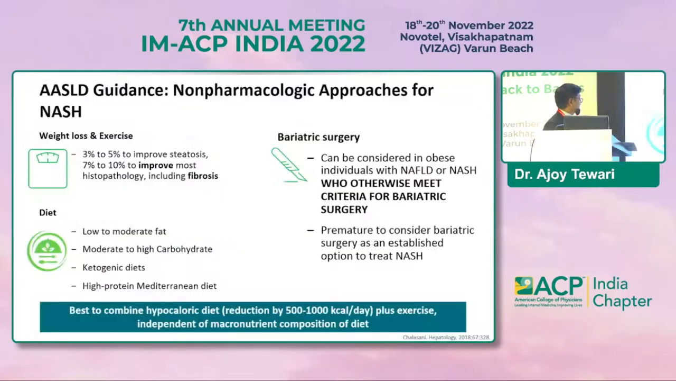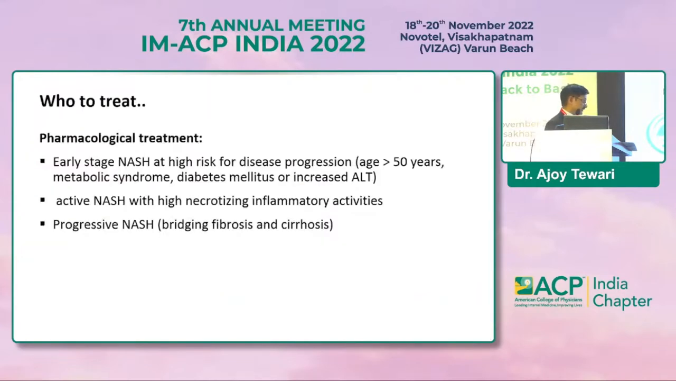Then coming to the medications that we have, and I've already told you that lifestyle modification is the best drug as regards the management of NAFLD, and any weight reduction to the tune of 3-5% improves steatosis, and 7-10% improves most histopathology, including fibrosis. And as regards pharmacological treatment, early stage NASH at high risk of disease progression, age more than 50 years. So we don't need to treat all the patients. Those patients who are at high risk of progression to NASH are to be considered. And patients with age more than 50 years, metabolic syndrome, diabetes mellitus, and increased ALT, these are indications for early treatment, active NASH with high necroinflammatory activity, and progressive NASH, that is bridging fibrosis and cirrhosis.